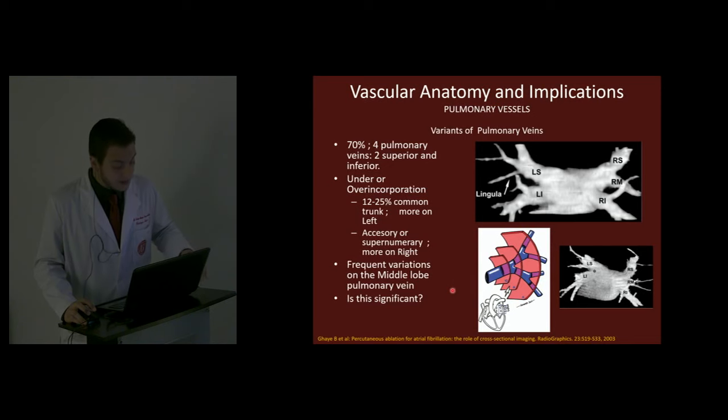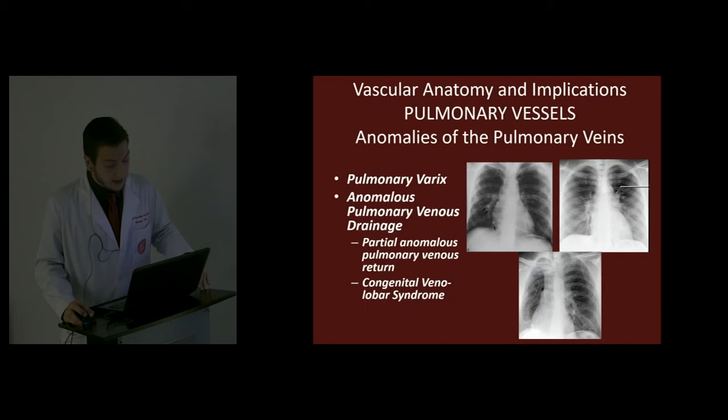There are frequent variations of the middle lobe pulmonary vein, and this is significant. Why? Because there are certain ablation techniques that require the vein anatomy, to understand where to put the ablation for an arrhythmogenic focus. So it's important to understand this type of anatomy and report it.